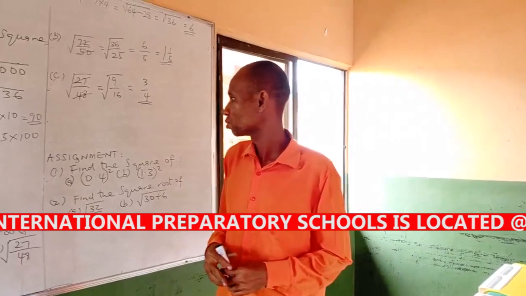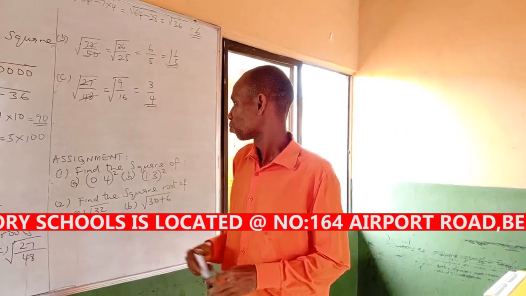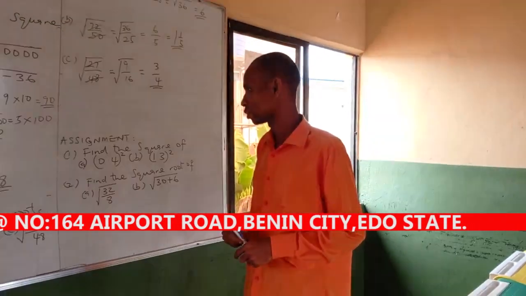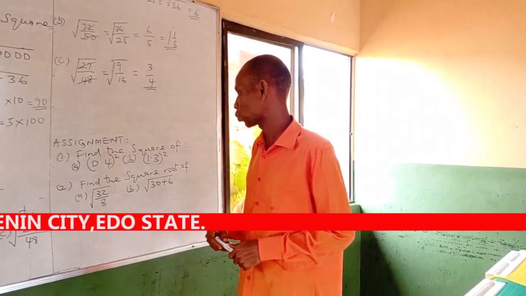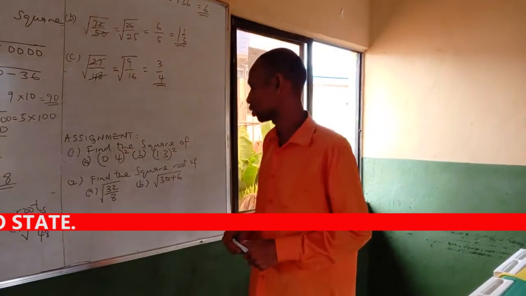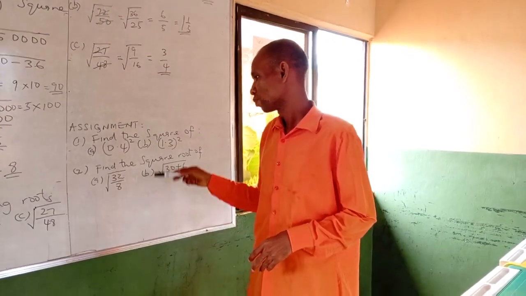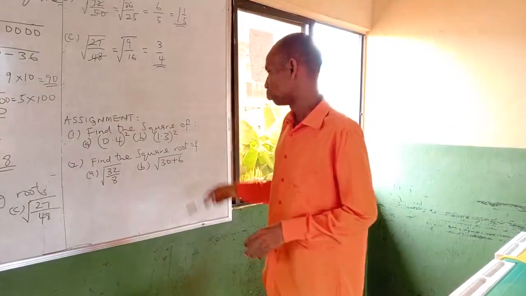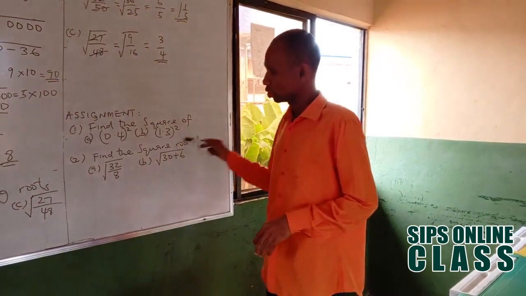And of course, class, I know that you have done well in terms of your previous work. I must commend you. So below here is your assignment. We are asked to find the square of the following: A, 0.4 square, B, 1.3 square. Number 2, find the square root of the following: A, 32 over 8 square root. B is 30 plus 6 in square root.